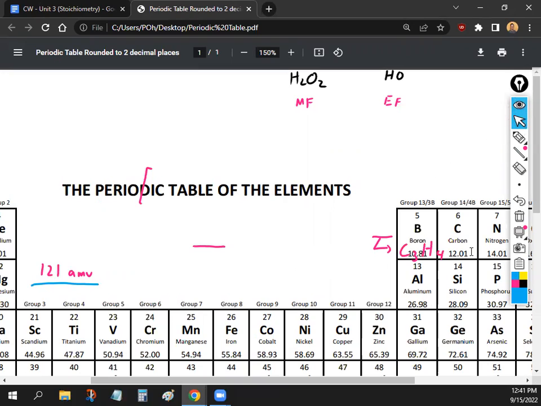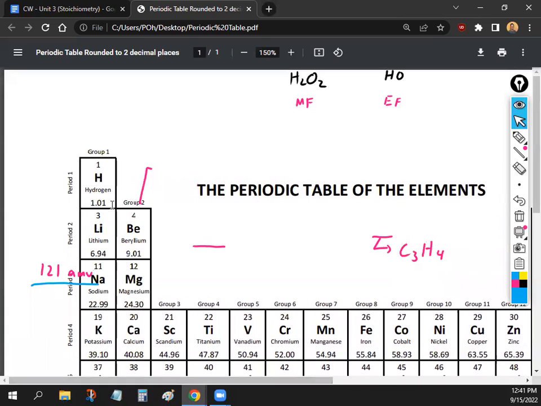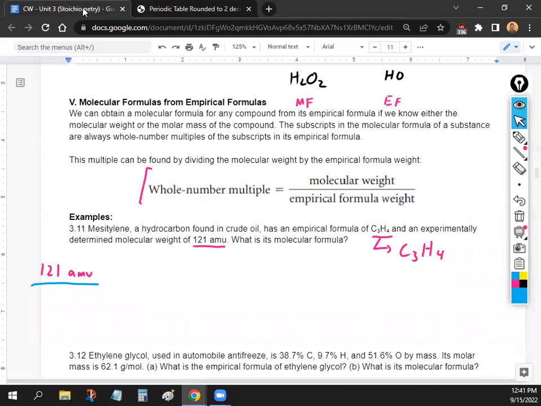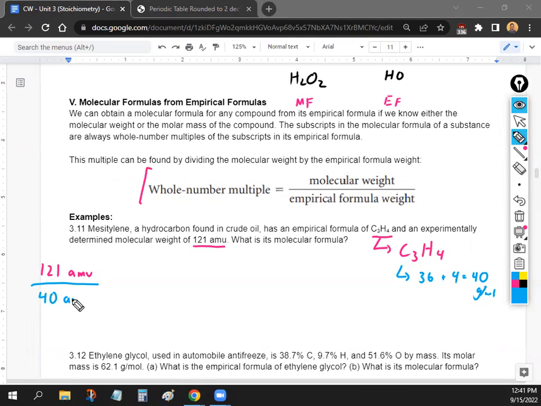Okay, anyway, carbon has a molar mass of 12.01. We said we can do just 12. And then hydrogen has a molar mass of 1. So we can use that to find the empirical molar mass. Carbon is 12, so if there's 3 of them, it's 36. And then 4 hydrogen, so 4. So the molar mass of the empirical formula is 40 grams per mole. So we can just put 40 on the bottom of the fraction.